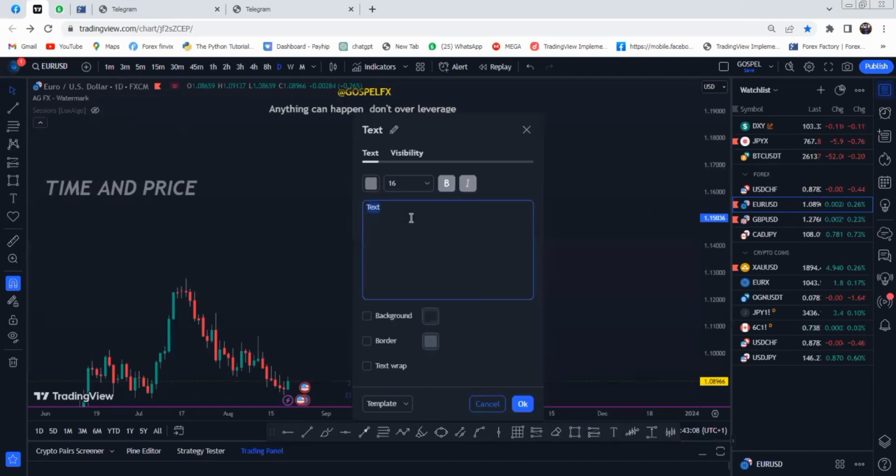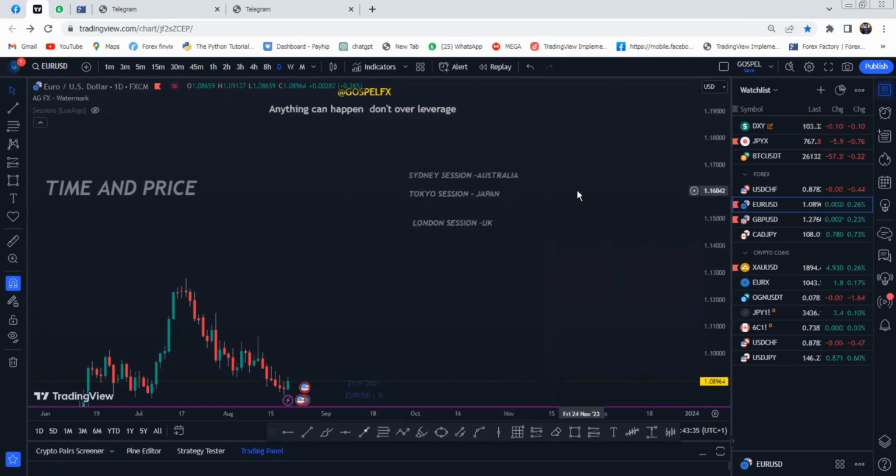Now we have the third one, which is the London session. This London session is based on London and the UK, the United Kingdom. That's the third.